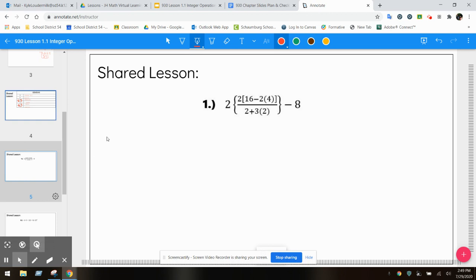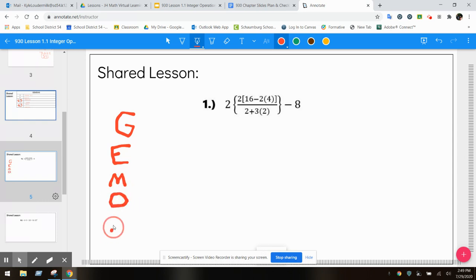So sometimes I like to create this checklist off to the side. The problem with the checklist is sometimes you have to go back and restart. Like you'll do a grouping symbol, but then there'll be another grouping symbol, so you can't cross it off.